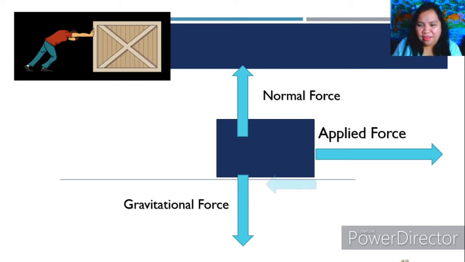Remember the other force that is acting opposite of the force being applied? Okay, correct. That is the friction. So this is how we draw the free body diagram for the following example. The box and the arrows would represent the different types of forces. Okay, so now you know how to draw a free body diagram.